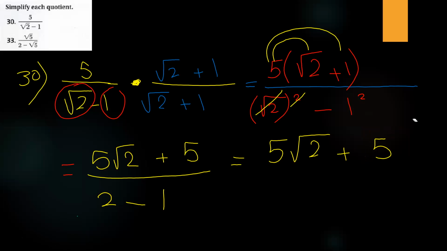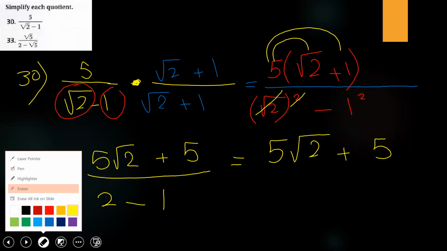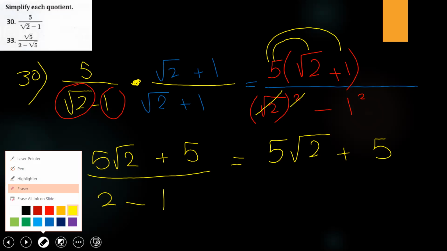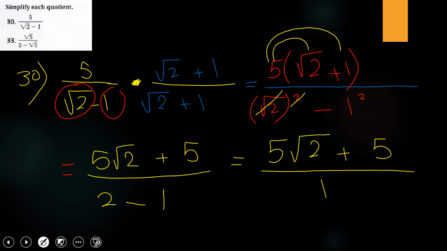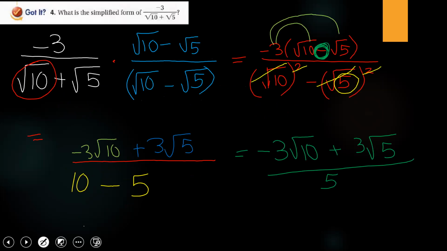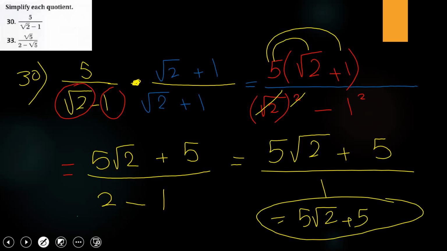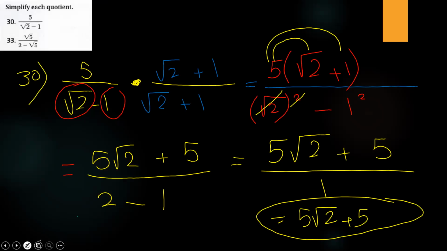Let's solve now. The 2 minus 1, where did it go? It is 1. Oh, okay. I put them here as 1, then I remove it. Okay, thank you. And it's like this. Then you can say it is 5 square root of 2 plus 5. This is the final answer. Thank you. Okay, welcome. Yalla, let's do now number 33.